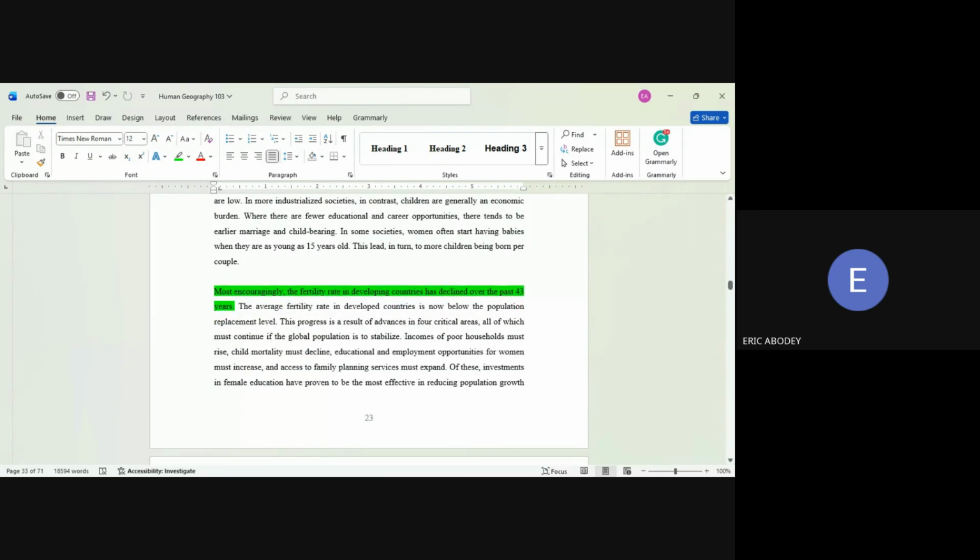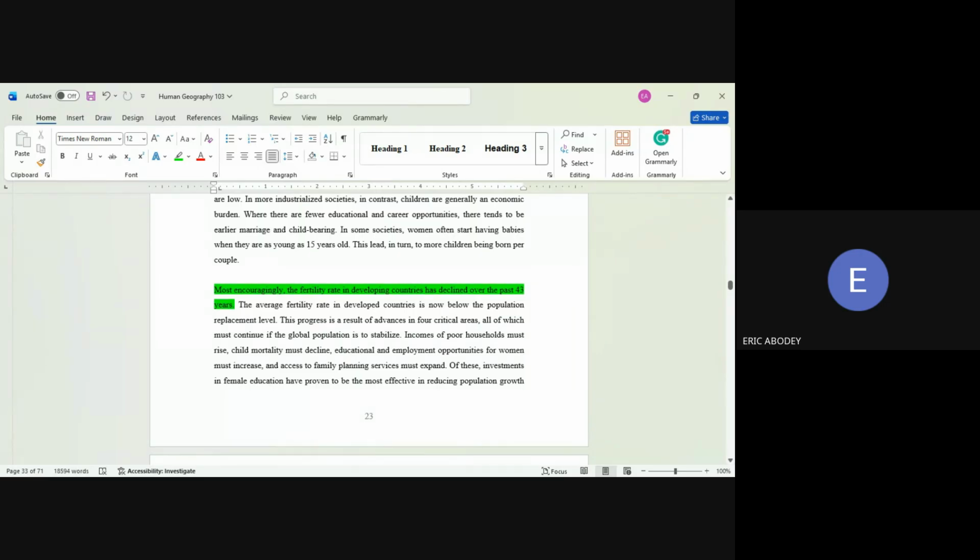Incomes of poor households must rise. Child mortality must decline. Educational and employment opportunities for women must increase. So you see, when these variables are achieved, then one way or the other, we may arrive at having equilibrium. Because if you're a career woman, do career women think of giving birth and even giving birth to more children? These days, that's the thinking.